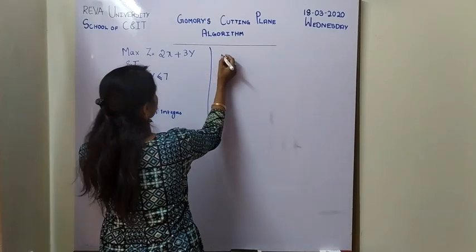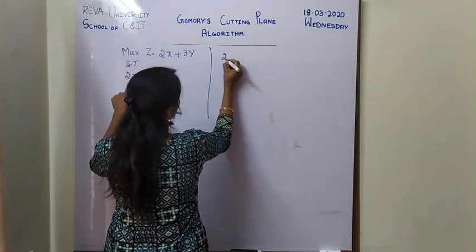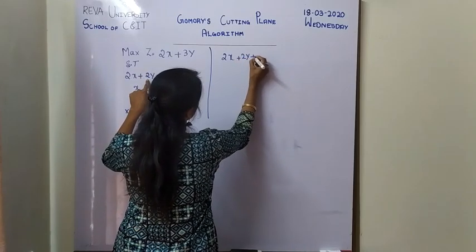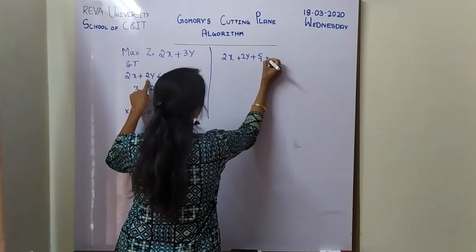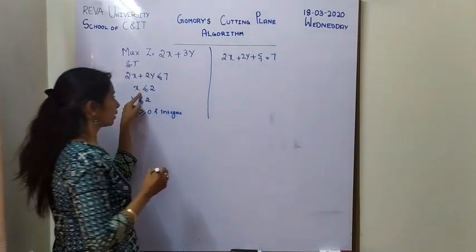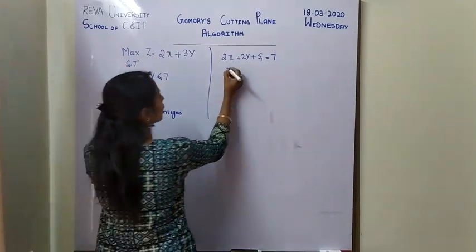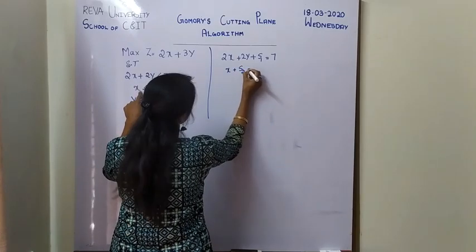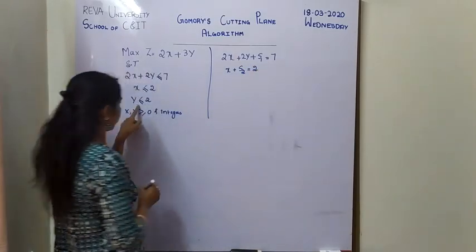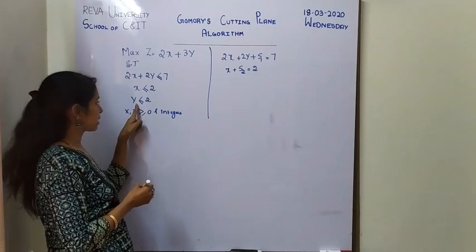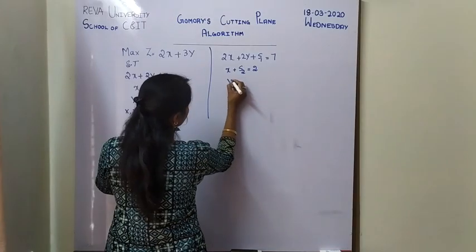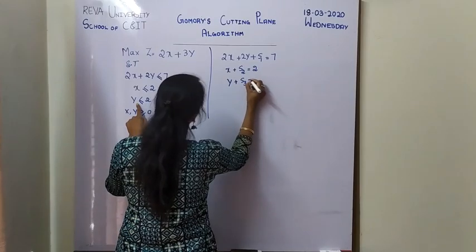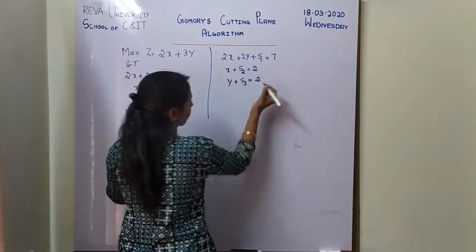So I'll add the slack variable here. 2x plus 2y plus slack variable s1 equal to 7. x is less than or equal to 2, so x plus slack variable s2 is equal to 2. And we have one more constraint, y is less than or equal to 2, so y plus slack variable s3 equal to 2.